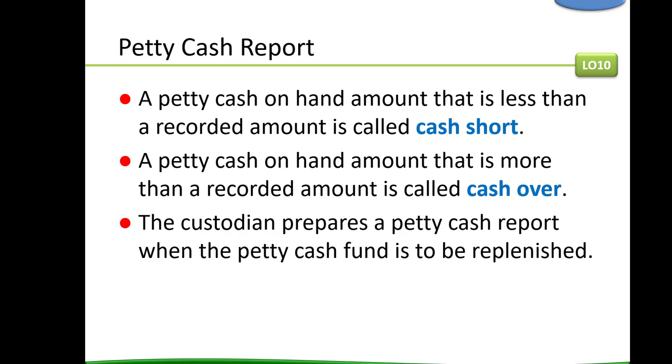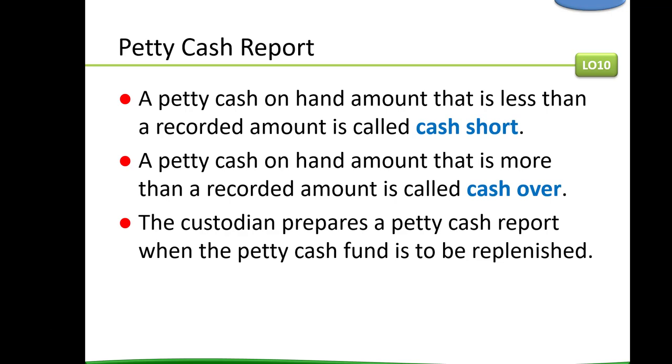When you do your petty cash report, you may end up with not as much physical cash in the box as you should have if you go through and do all the receipts. This is cash short. Where you actually have more cash on hand, so the box has more physical cash, is cash over.